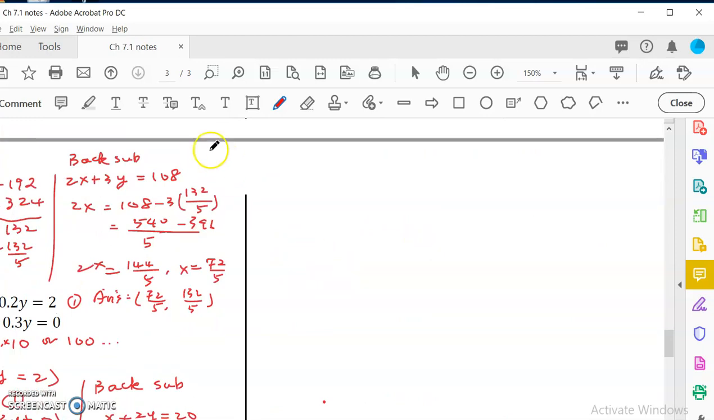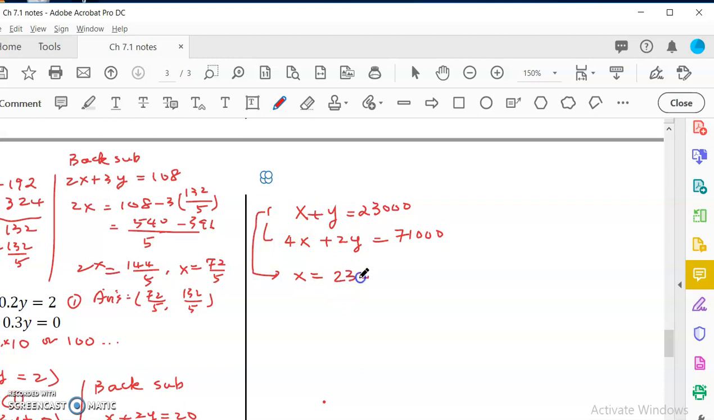So how do you write the equation? X plus y equal to 23,000. And then we have 4x plus 2y equal to 71,000. Okay, so what should you do? I am going to use substitution, because I'm just going to solve for x from here: x equal to 23,000 minus y. Okay, and then substitute into the second equation.